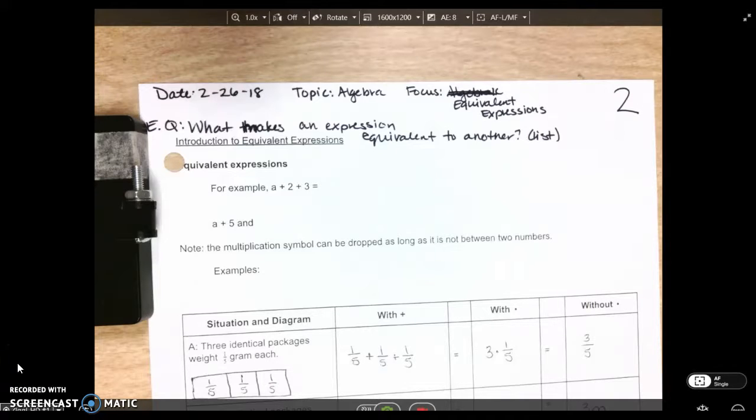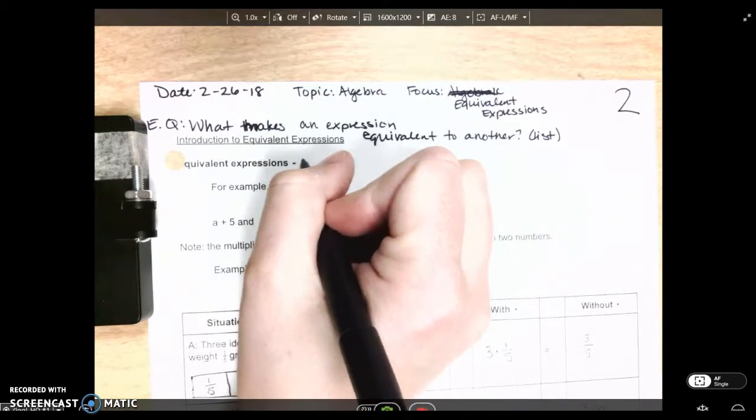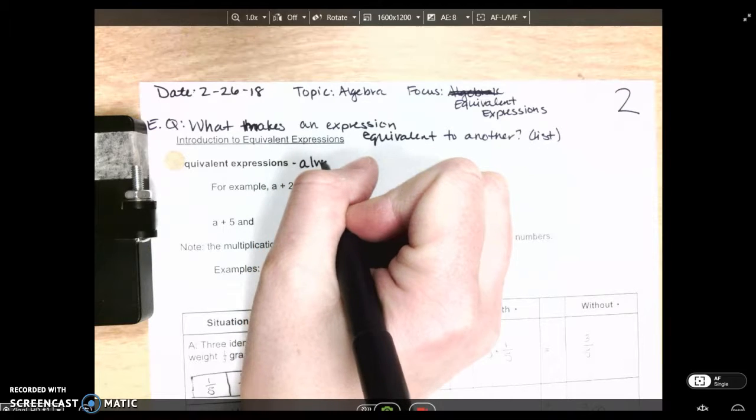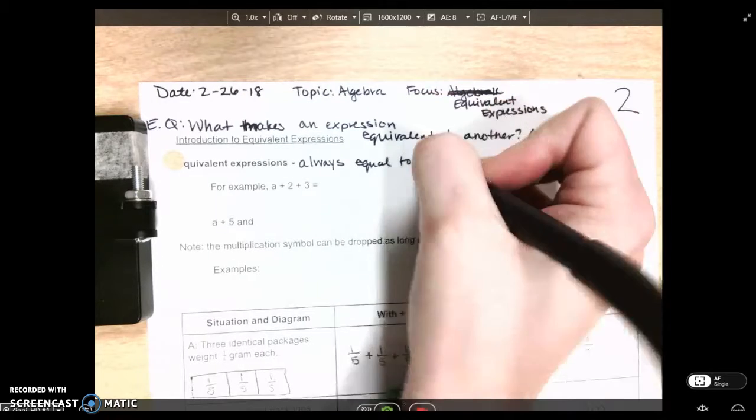This is an instructional video about equivalent expressions, and our essential question is what makes an expression equivalent to another. So the first piece is equivalent expressions. Those are always equal to each other.